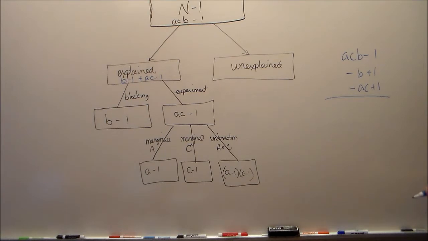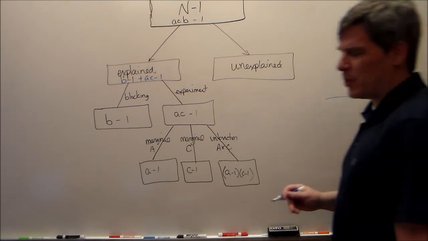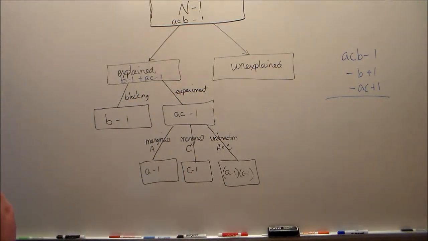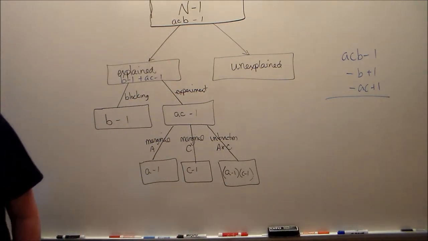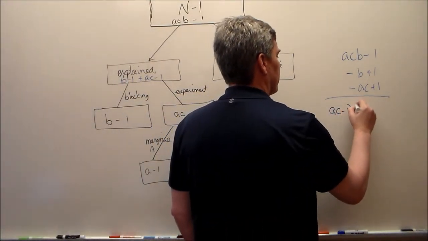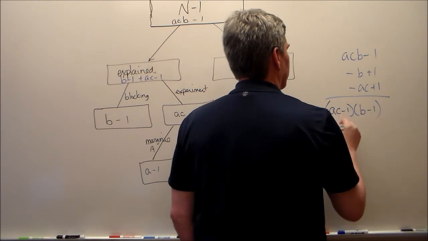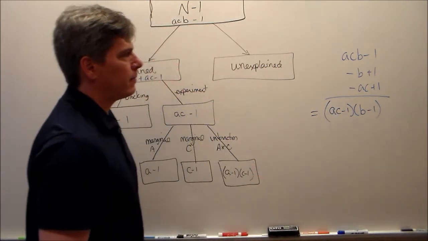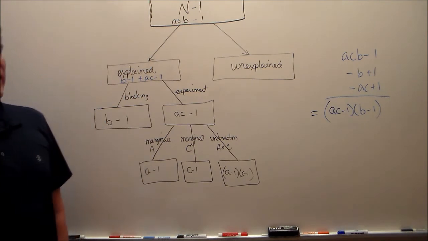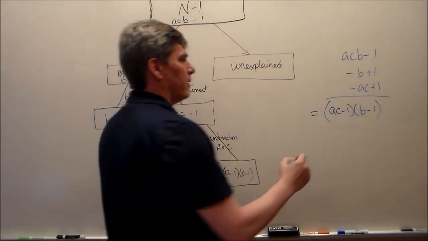Well, can we simplify that? Yeah, we can. And the book does a very nice job of that. The book shows that that's equal to AC minus 1 times B minus 1. And to see that, we just have to expand that product.